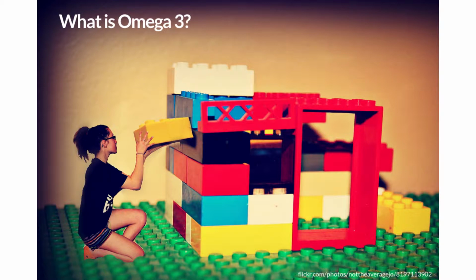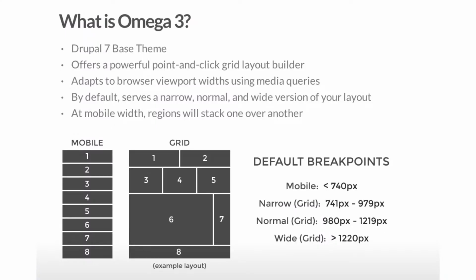But mainly, Omega started just as a 960 grid theme. It was 960 pixels wide, and you could build your regions and everything. And they sort of added all the responsive stuff later. And so what they do is, when you're below 740 pixels by default, the grid sort of goes away and everything stacks on top of each other, like you see on mobile phones. And then as soon as you get up to a certain point, the grid pops in and everything is the way that you built it in your layout builder.